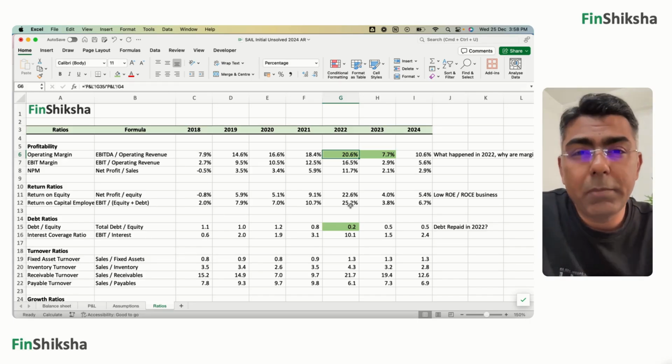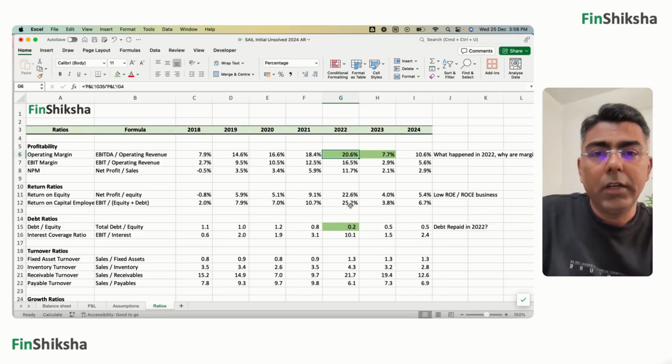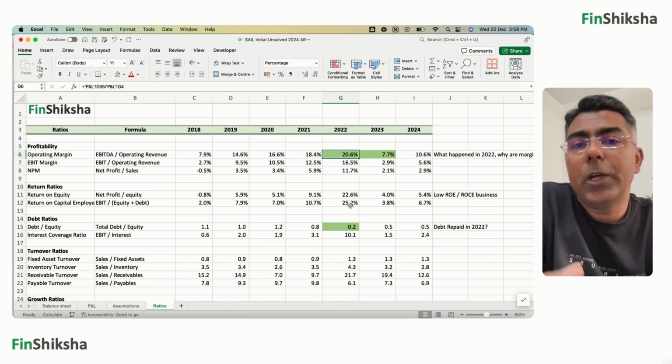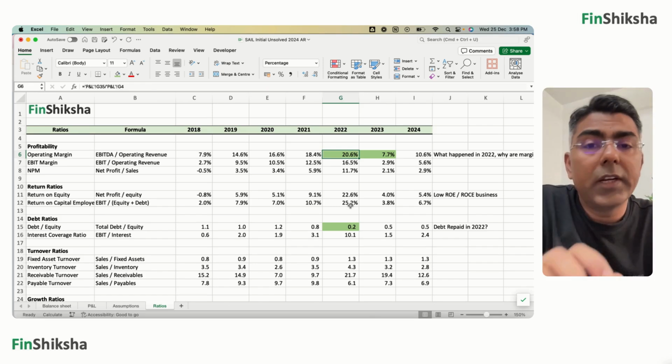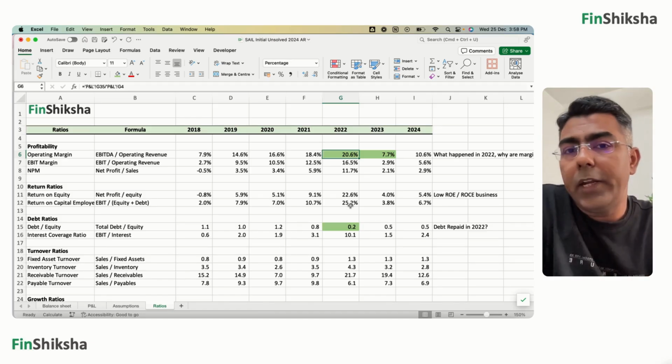Maybe they are selling premium steel. Maybe they are able to garner a better price. Maybe their cost measures are slightly better. So you may have to dig a little bit deeper into understanding why a particular number is looking higher or lower. That, in a nutshell, is what you would want to do. That's a broad guide for you.